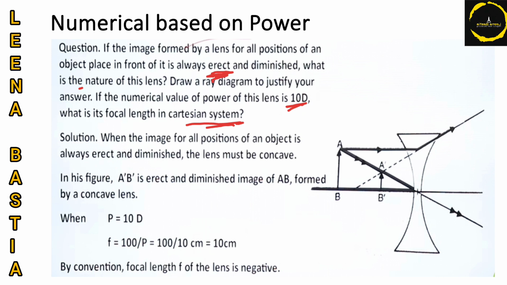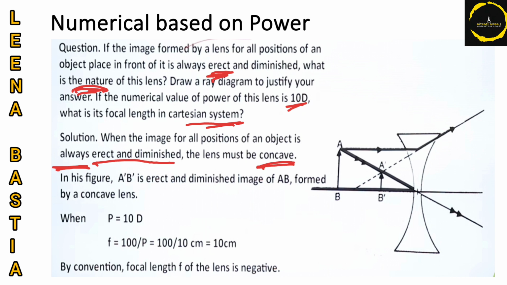Let us see what is written in the solution. When the image for all positions of an object is always erect and diminished, that means it is a concave lens. Lens is concave. So what is the nature? In the question it is asked what is the nature of the lens. Concave lens means it has a diverging nature. Okay, so you have to add one more statement here and underline that because it is the first part of the answer.